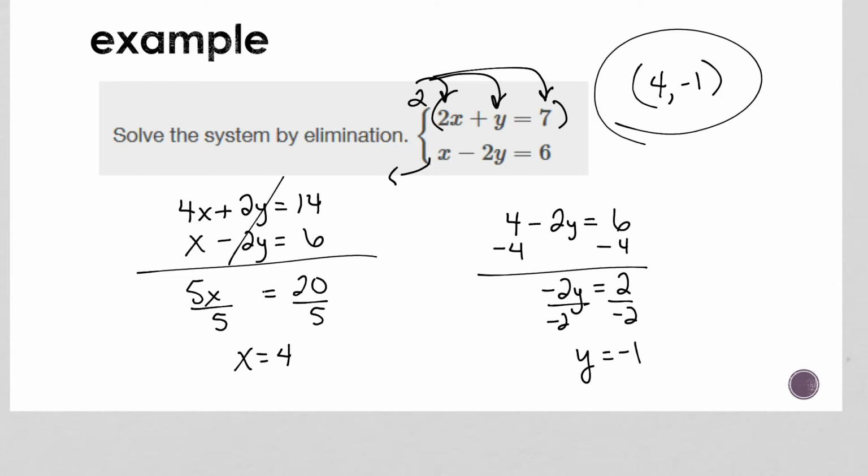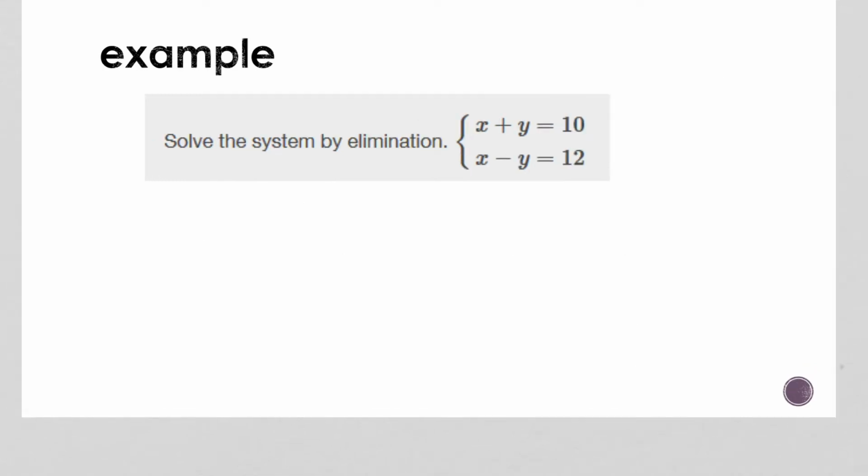For the sake of time for this video, I'm not going to do it here, but you should check your work, at least with a calculator. All right, so this one meets our criteria of both equations being in standard form. Do we already have opposites though?